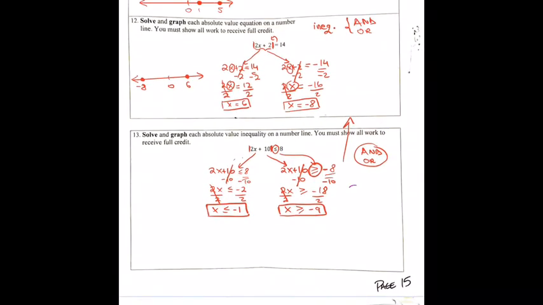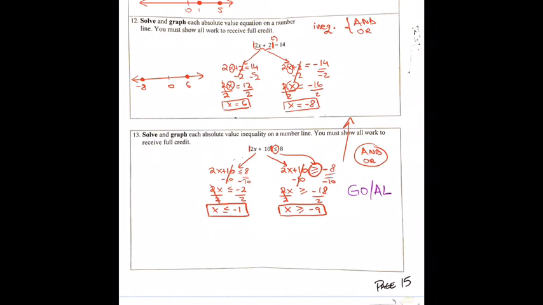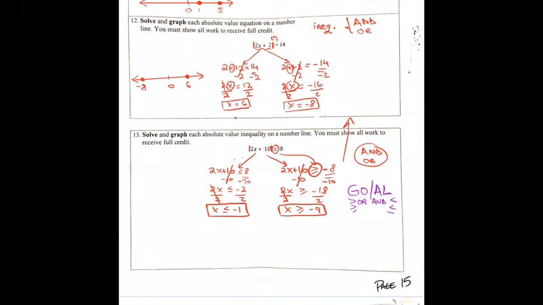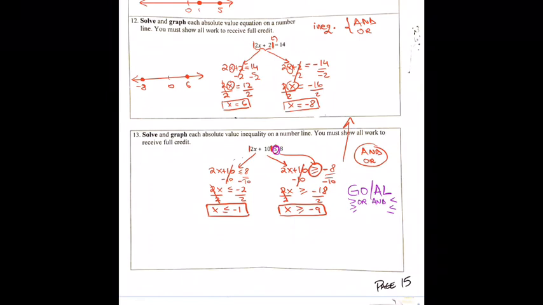So here, in order to know what word to use, I need to remember the acronym, which is GOAL. G stands for greater than symbols. O stands for or. A stands for and. L stands for less than symbols. So here, if I look at my original problem, I had a less than symbol, which tells me I need to use the word and.